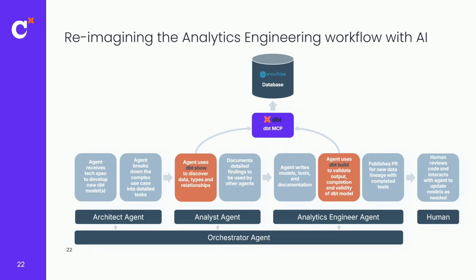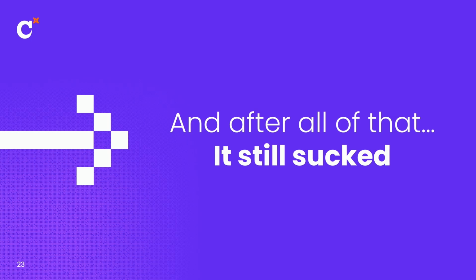And so we reimagined our entire analytics engineering workflow with AI and dbt at the center. Just to reiterate, our architect takes these tech specs, breaks them down into checklists and milestones. Our analyst uses the dbt show to understand that raw source data. The AE agent builds, tests, and documents it, and then pushes to our human to PR review it and make sure it's ready for production. So, pretty cool workflow. Well, after all of that, it still sucked.